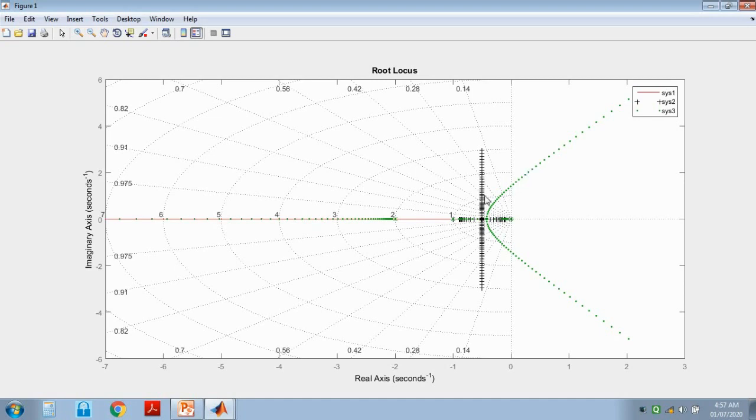So the root locus is pulled towards the right hand side of the s plane. That is the effect of addition of poles onto the root locus of the original plant, that is K by s, or here you may say system 1, system 2 and system 3. So system 1 is my original system, and system 2 and system 3 are the modified versions of my original system.